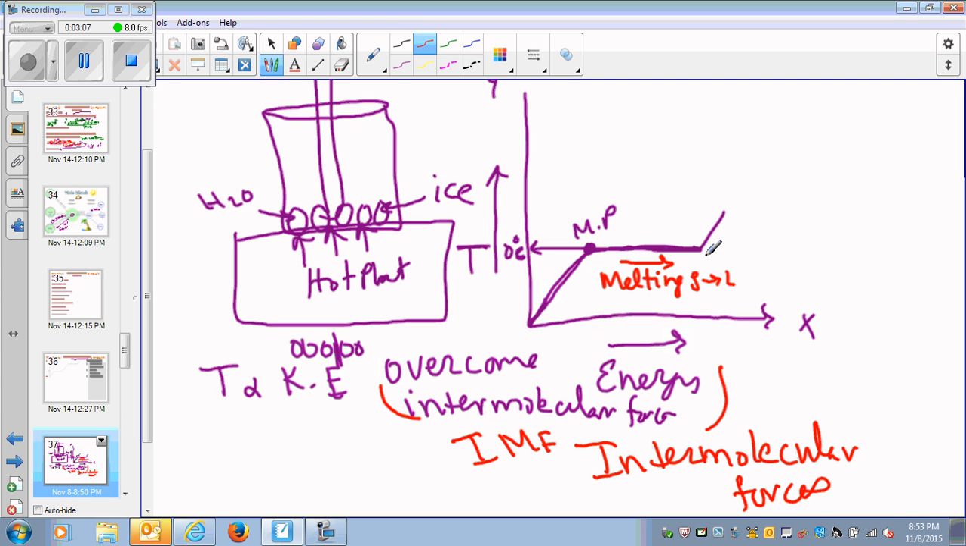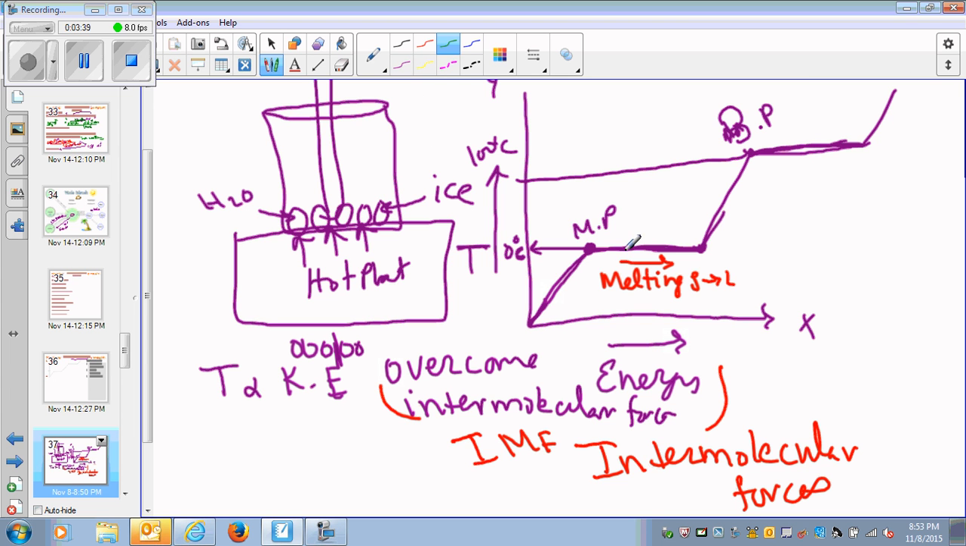Okay, so once all of the ice has been converted into liquid, temperature starts rising again. And a point comes where it starts boiling. So this is the boiling point. Okay, this is the boiling point. And for water, what is the boiling point? 100 degrees Celsius. And the temperature again doesn't change until all of the liquid has been evaporated. It is converted into gas, and then temperature starts rising again.